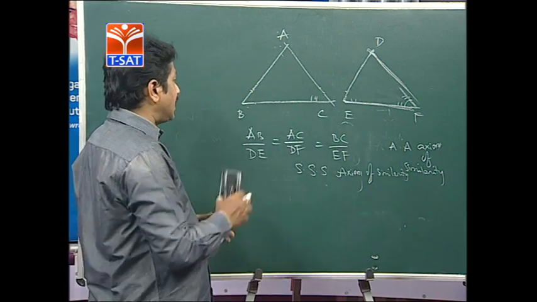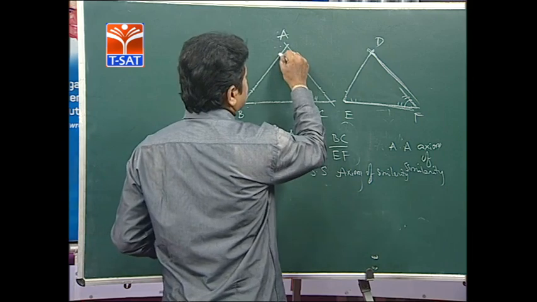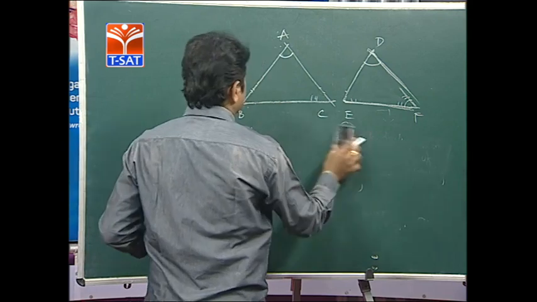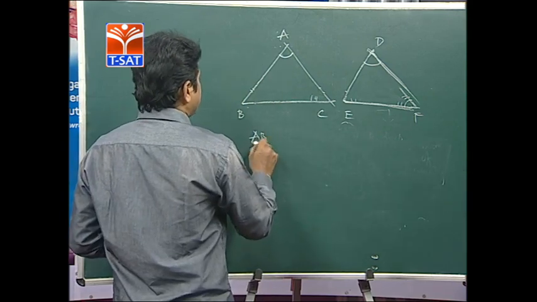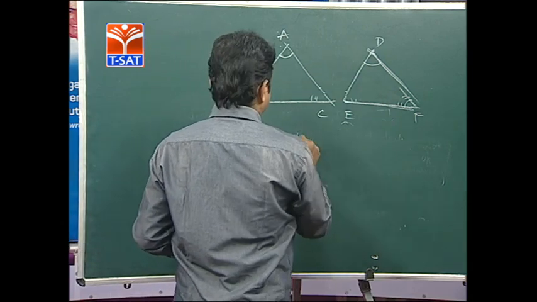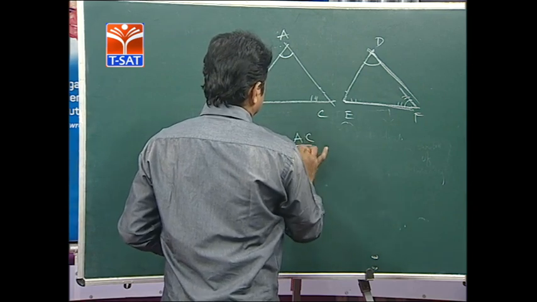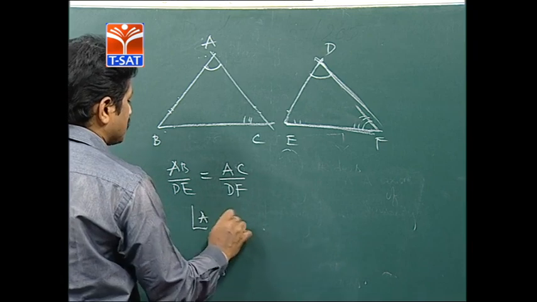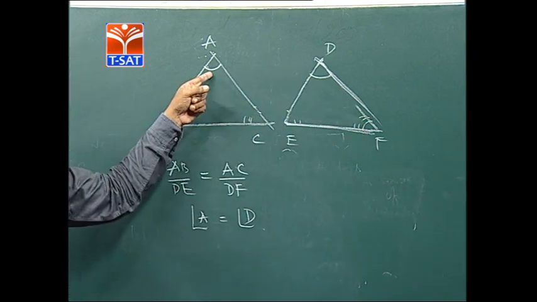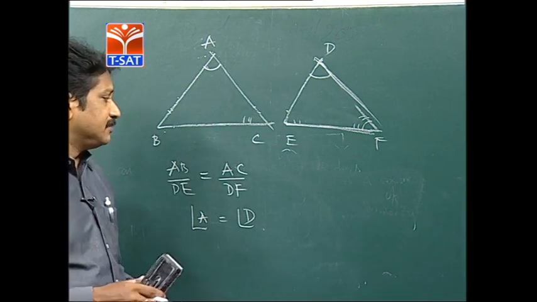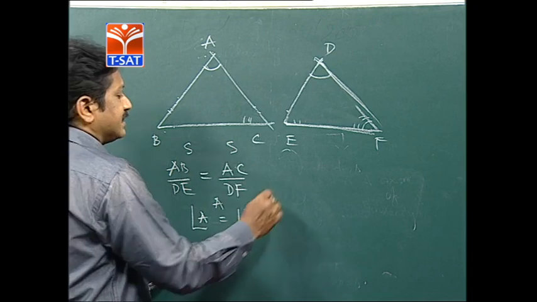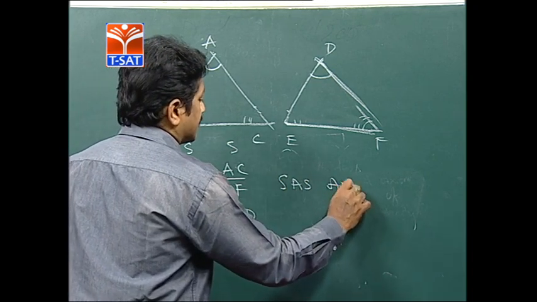Okay. Now, I am changing one more, means here this angle is equal to this angle. I am taking another possibility, that is AB by DE is equal to AC by DF, and angle A is equal to angle D. Means corresponding sides are in proportion and included angles are equal. This is S, this is S, this is the angle. Side angle side axiom of similarity.